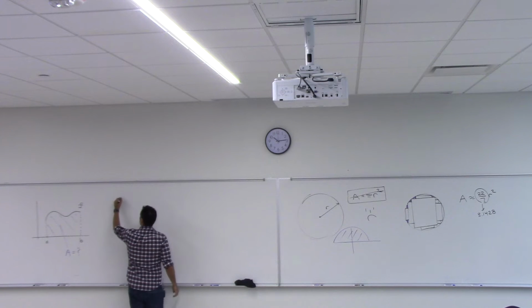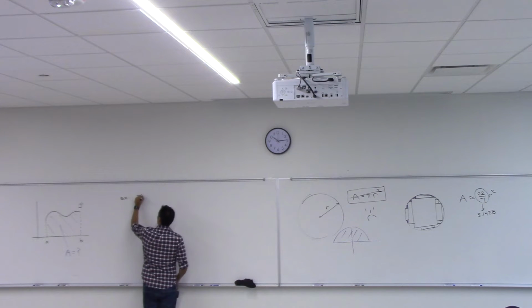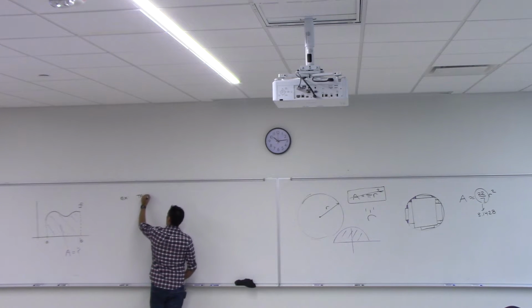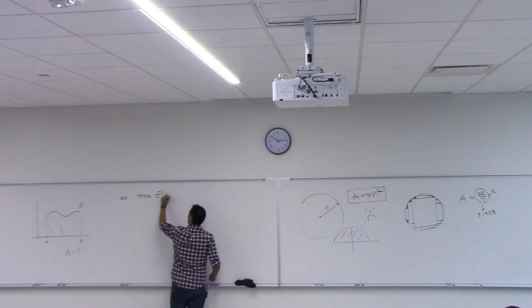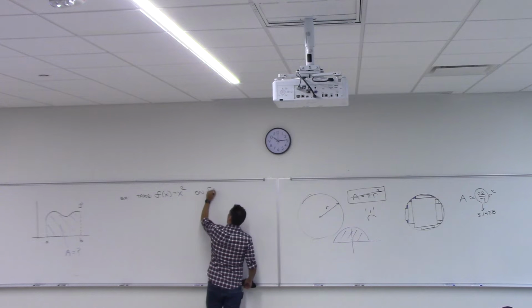So as a specific example, we're going to take the function f of x equals x squared on the interval, let's go 1 to 5.